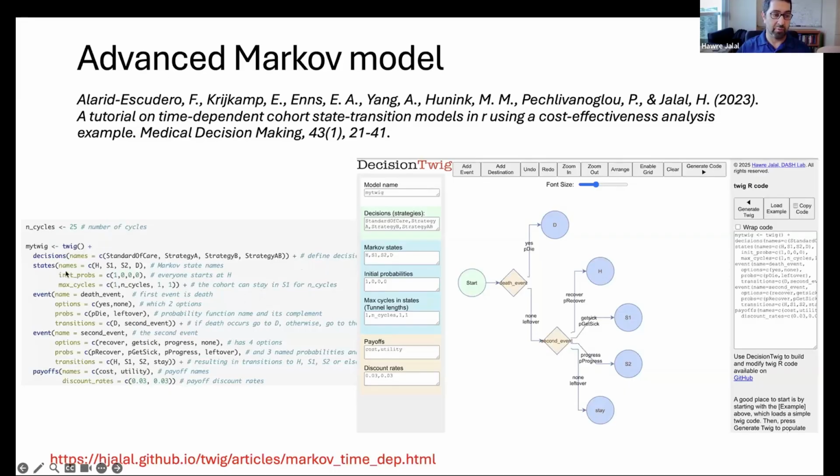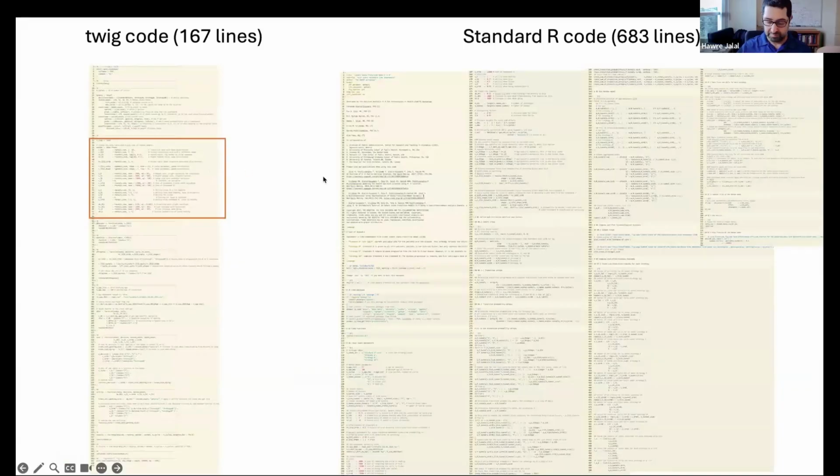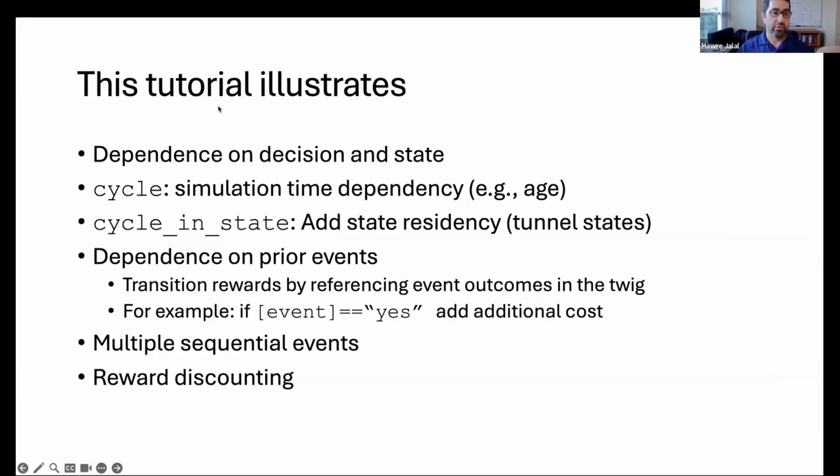So there's the twig for that one. There are multiple events here, and then there are also multiple transitions. So you can have multiple outcomes here, and then there's the graphical user interface for it. Again, you can paste the code here and then generate the twig or go the other way around. So this tutorial illustrates the dependence on decision and state, the cycle. This is the age dependency. Cycle and state, this is the parameter for tunnels.